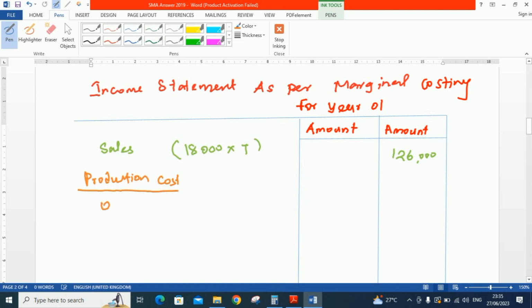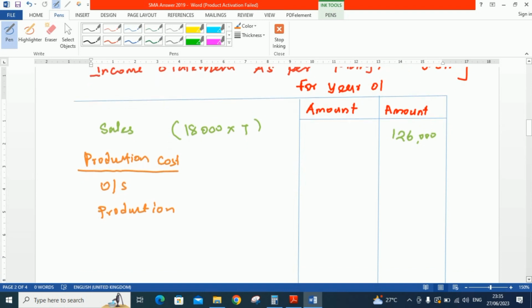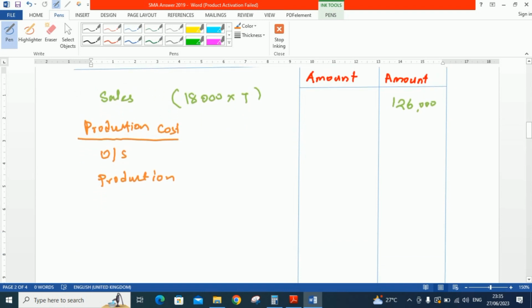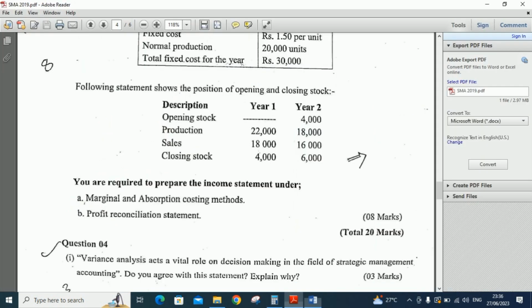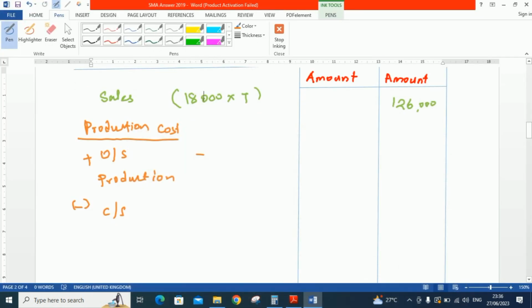First, opening stock and production, then minus closing stock. There is no opening stock, and the production unit as per the question paper is 22,000, and closing stock is 4,000 units. So we are calculating the income statement based on marginal costing. As I said earlier, we should consider only the variable cost.